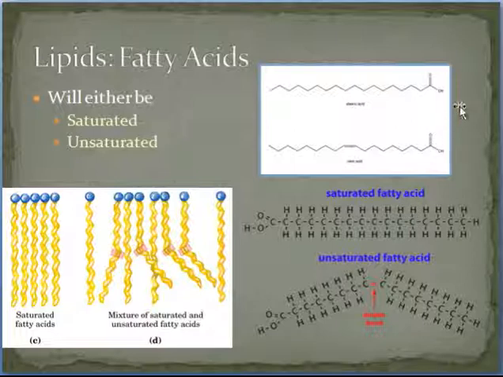I just want to show you one more picture. This is another way you can write it. You can see the saturated with no double bonds, and the unsaturated with that little double bond spot right there. And as far as the word saturated goes, it's saturated with hydrogen. So in order to make that double bond, we had to take out some hydrogen. So that's actually what the word saturated is referring to.